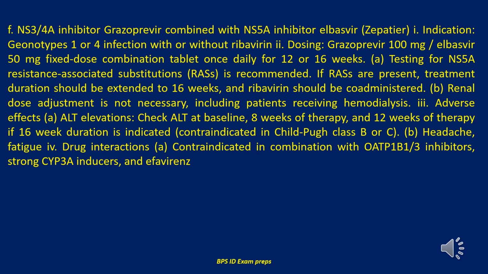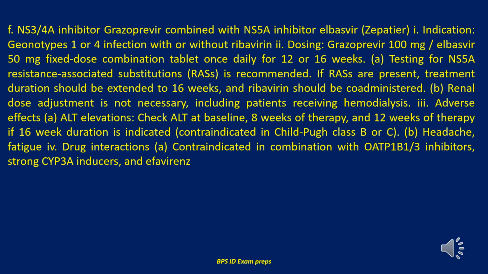A. Testing for NS5A resistance-associated substitutions, abbreviated as RASs, is recommended. If RASs are present, the treatment duration should be extended to 16 weeks, and ribavirin should be co-administered. B.